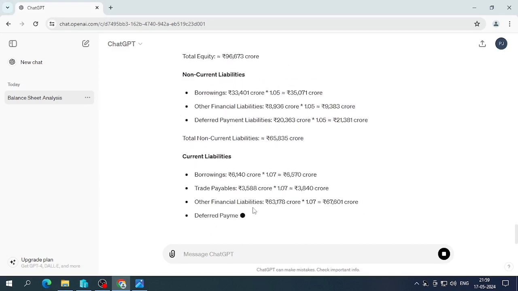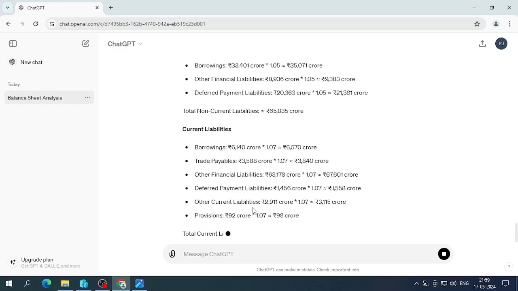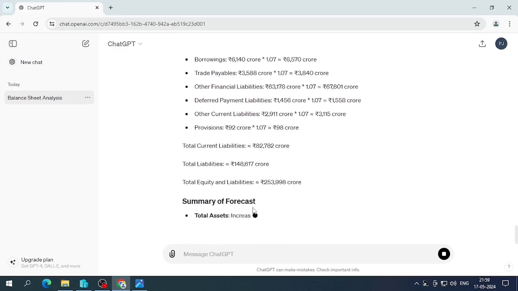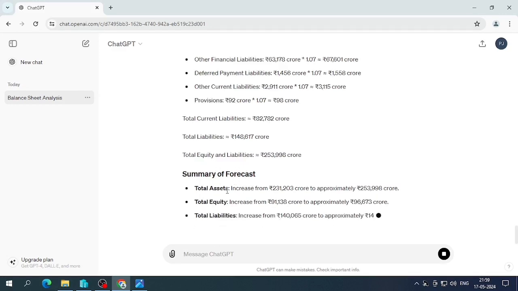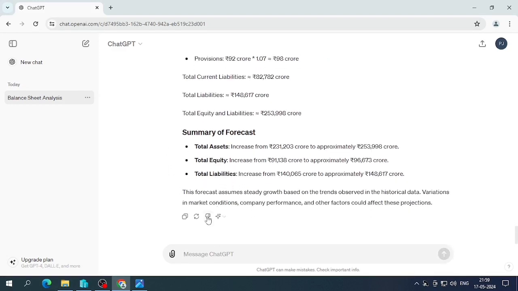Now you can create a comparison between the current data and the forecast data. In the same way, you can also create a table or chart on the basis of this data. Now let's upload the next image.